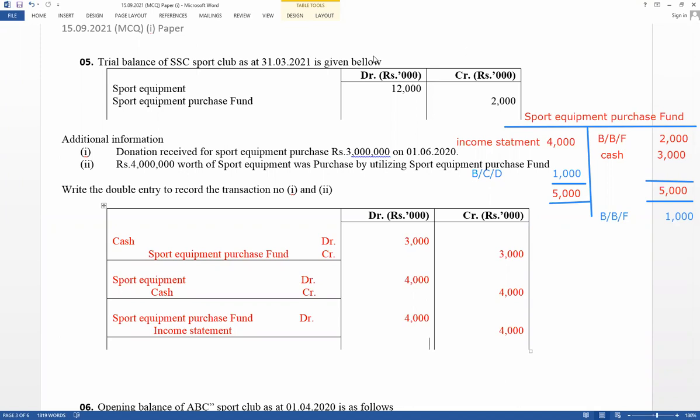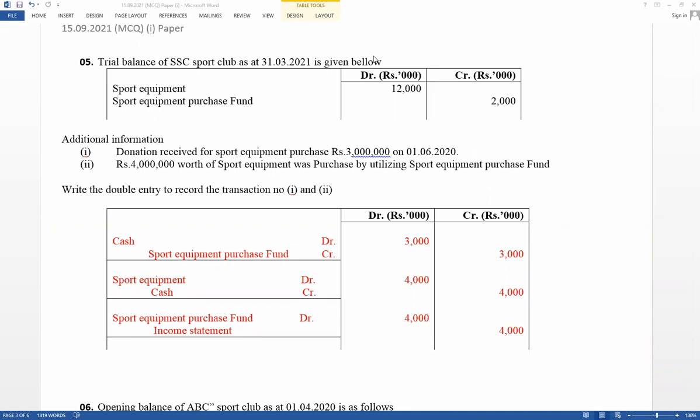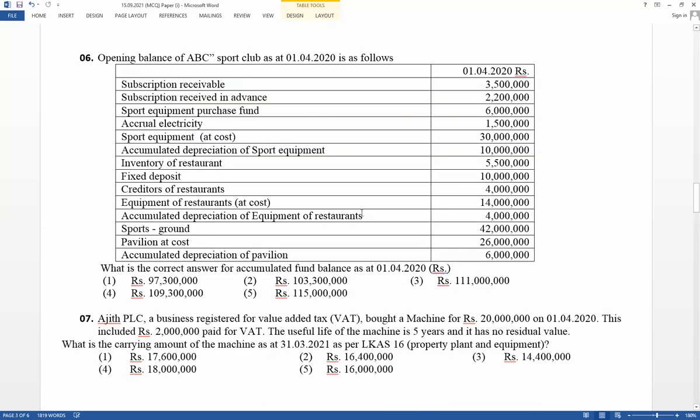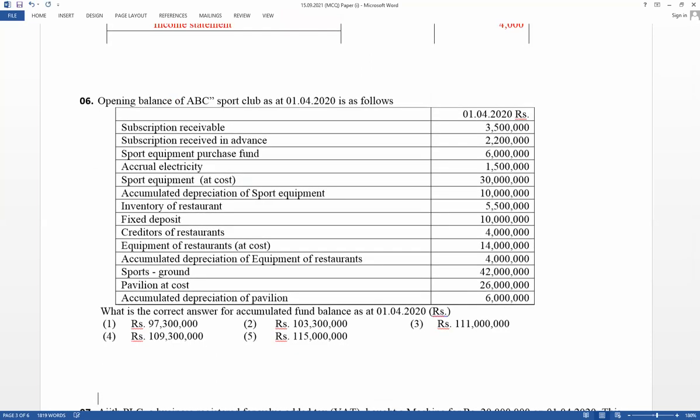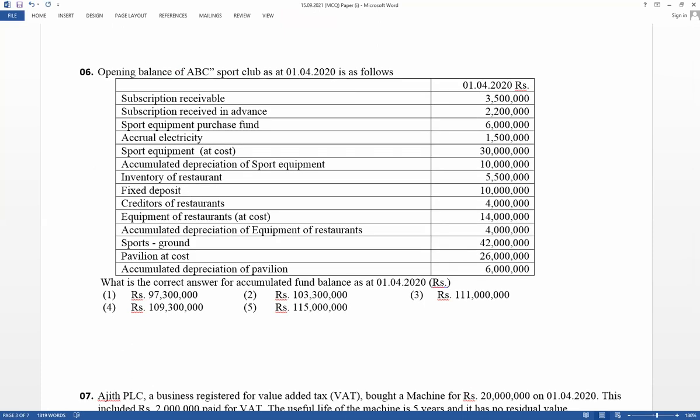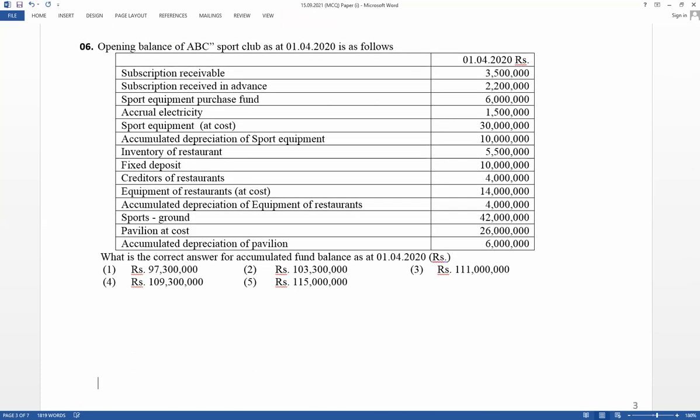Question number 6, think about. Six also relevant for subscription. They ask what is the correct answer for accumulated fund. Think accumulated fund. Assets minus liability. Only opening balance should be considered. Then accumulated fund can be calculated. They ask opening balance. Therefore, take the assets. From that value, deduct liability: assets minus liability equal accumulated fund.